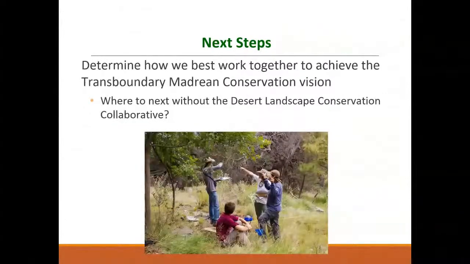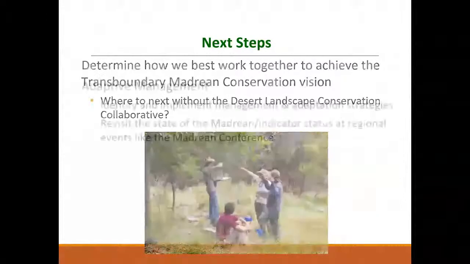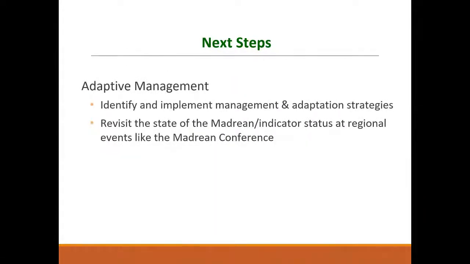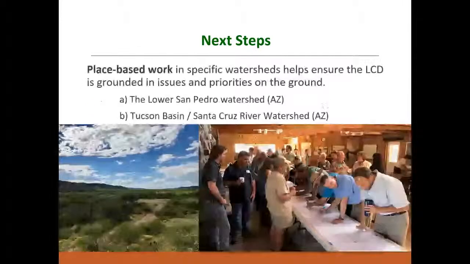Another key piece is what I've already mentioned about determining how we best work together as a collaborative group in the Transboundary Madrean Watersheds, a very large region, and that will be part of upcoming discussions at workshops. And ultimately, we're working toward implementing, as a group, management and adaptation strategies that help us reach those big goals we shared at the beginning. And then ideally, we'd be revisiting the state of the Madrean watershed through use of these cross-watershed indicators at regional events in the future, like a potential Madrean conference.